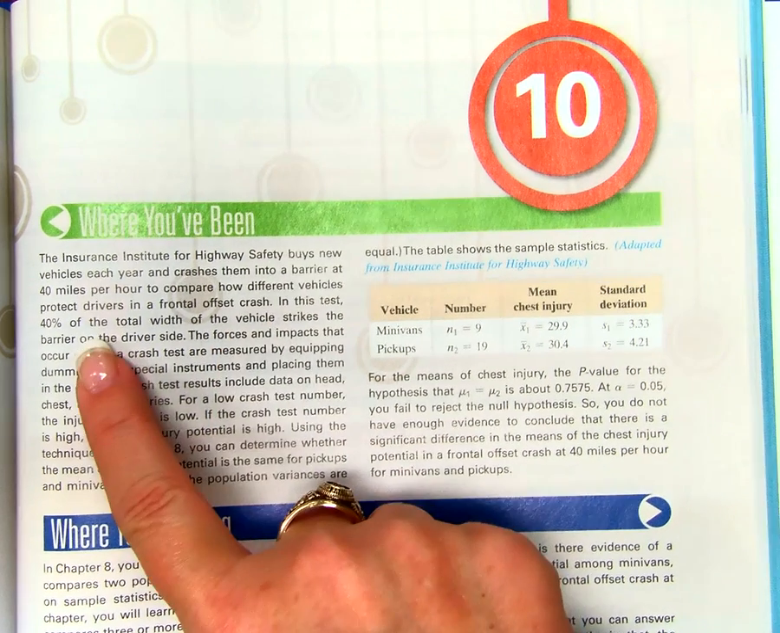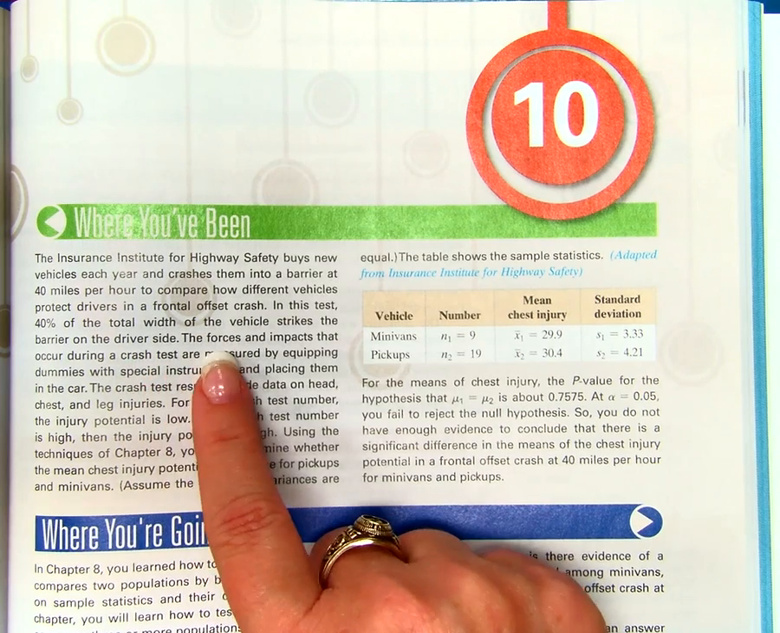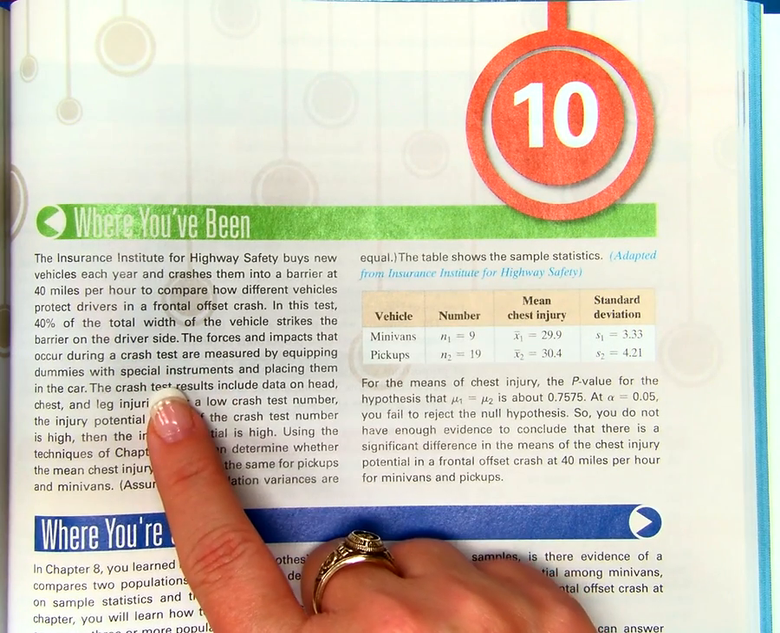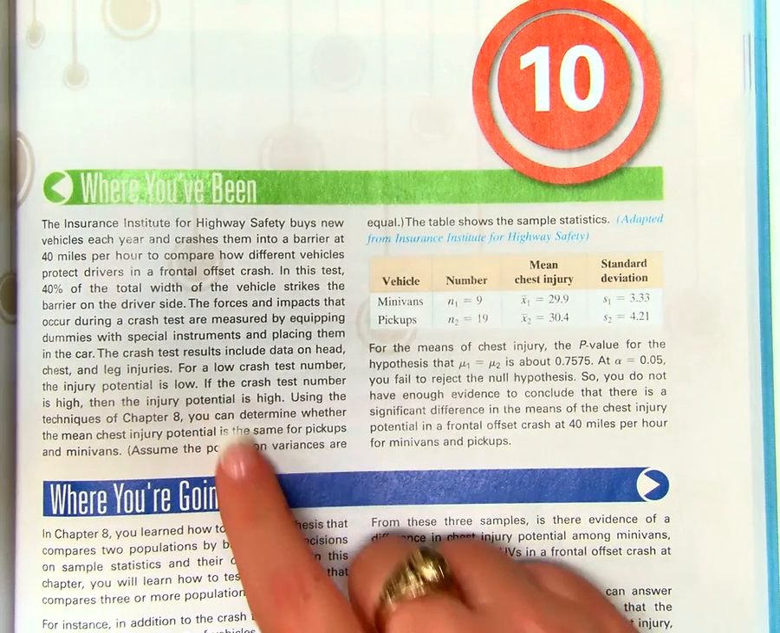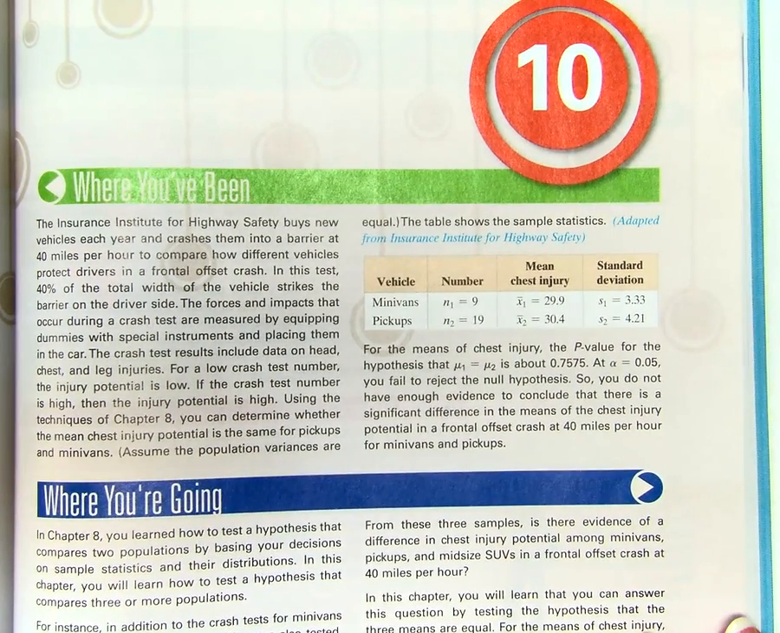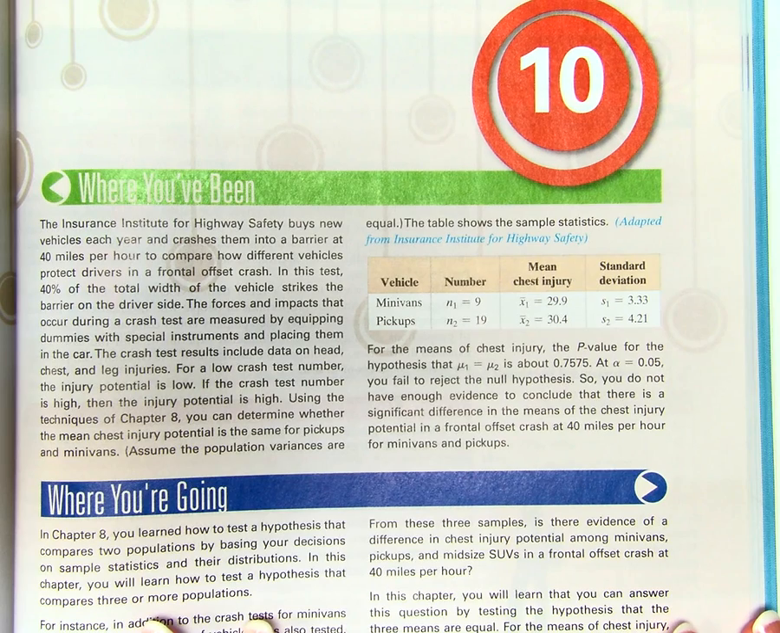Okay. In this test, 40% of the total width of the vehicle strikes the barrier on the driver's side. The force and impacts that occur during the crash test are measured by equipping dummies with special instruments and placing them in the car. The crash test results include data on head, chest, and leg injuries. For a low crash test number, the injury potential is low. If the test number is high, then the potential injury is high.